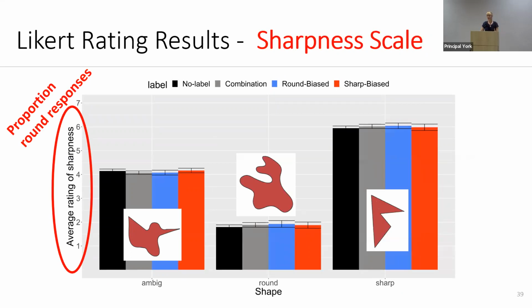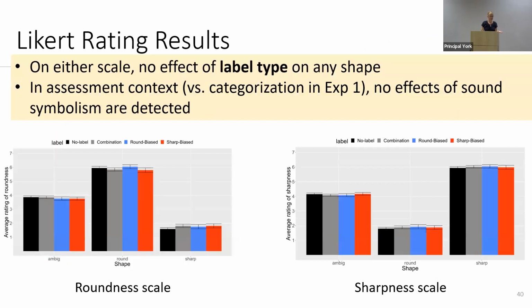We see the same with the sharpness scale. Now the sharp shapes get the highest sharpness ratings and the round shapes get the lowest. The ambiguous shapes are in between. So again, people are definitely paying attention, but no difference between the different labeling conditions. Those colored bars within each set don't differ from each other. So now we see no effect of label type on any shape. So when we switch the task away from a categorization task to this kind of more gradient assessment task, we see no more effects of sound symbolism.